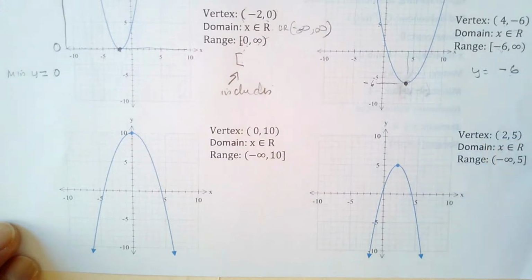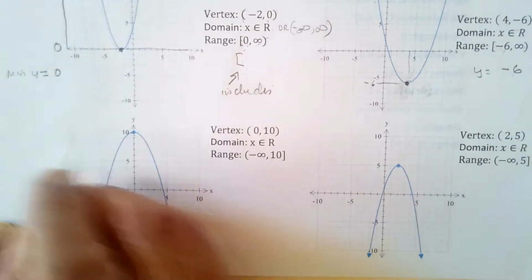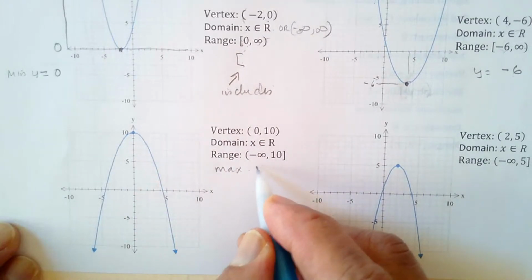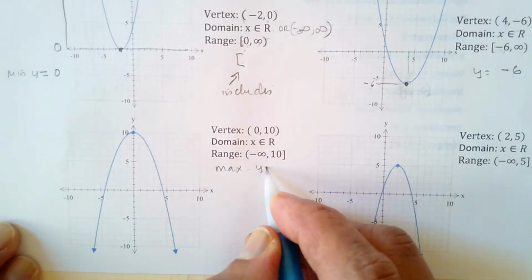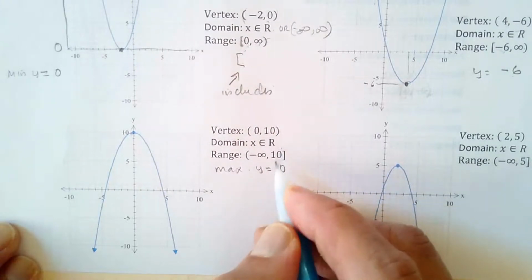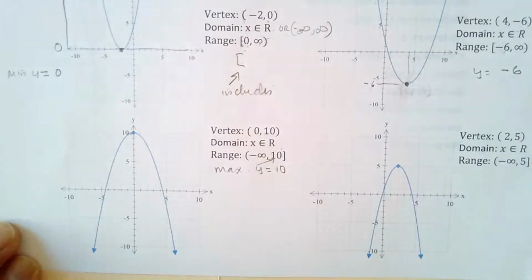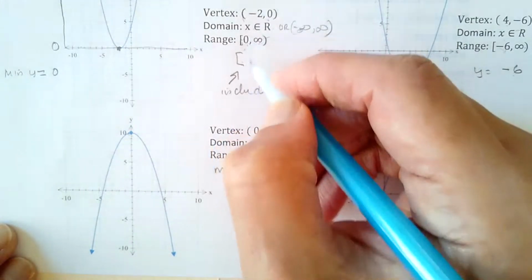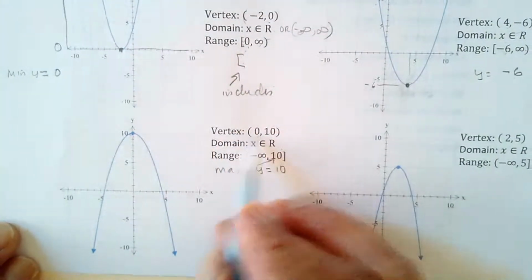Minimum is y is equal to -6. In this case here, we have a maximum, and the maximum is where y is equal to, in this case, 10. So this is your maximum in this case. Here is your minimum. So the vertex is 0, 10.